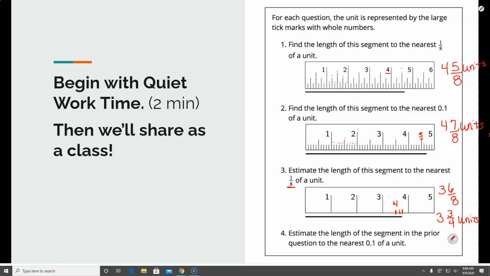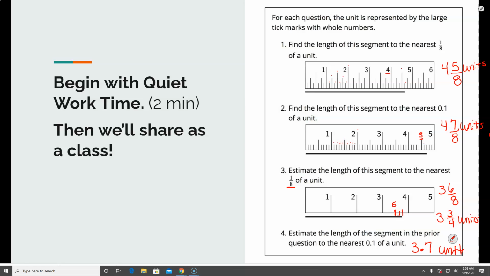Now, number 4 says estimate the length of the segment in the prior question to the nearest tenth. Now we're going to take the very same ruler, and instead of estimating to the nearest eighth, we're going to do it in tenths. So once again, we're going to look for a halfway point, which would probably be about right here. Instead of being 4 this time, half of a 10 would be 5. Then you'd have 6 and 7, so you'd have like 2 more tick marks. So I would say that would be 3 and 7/10 of a unit.